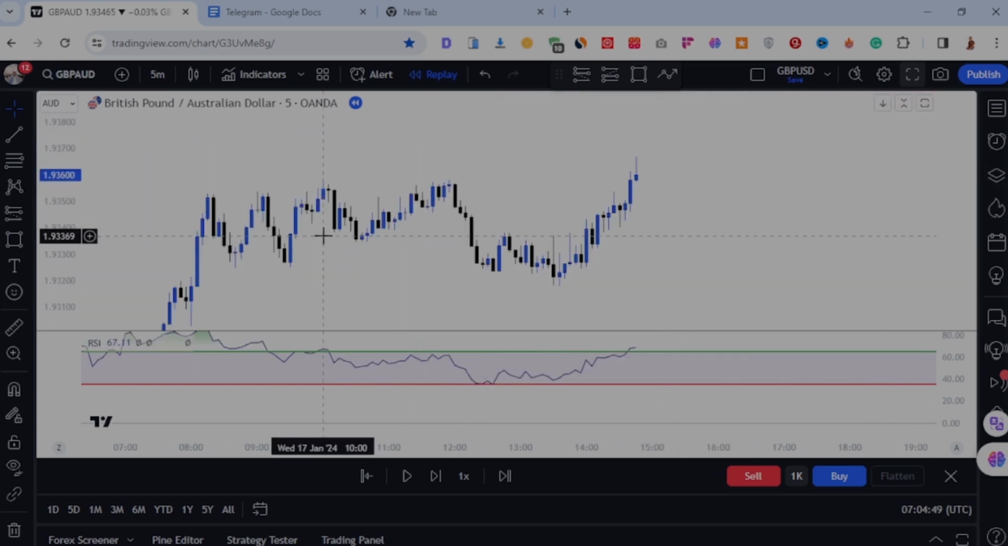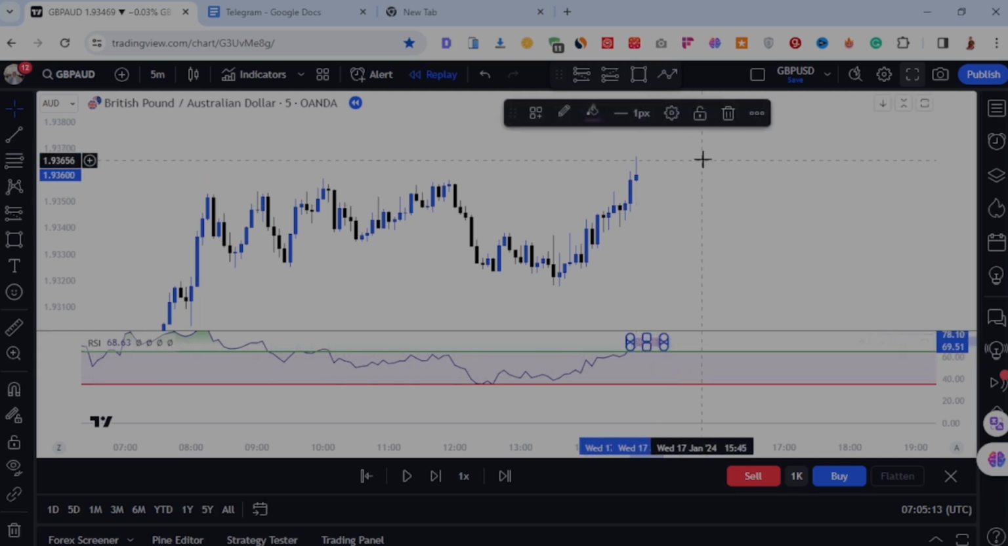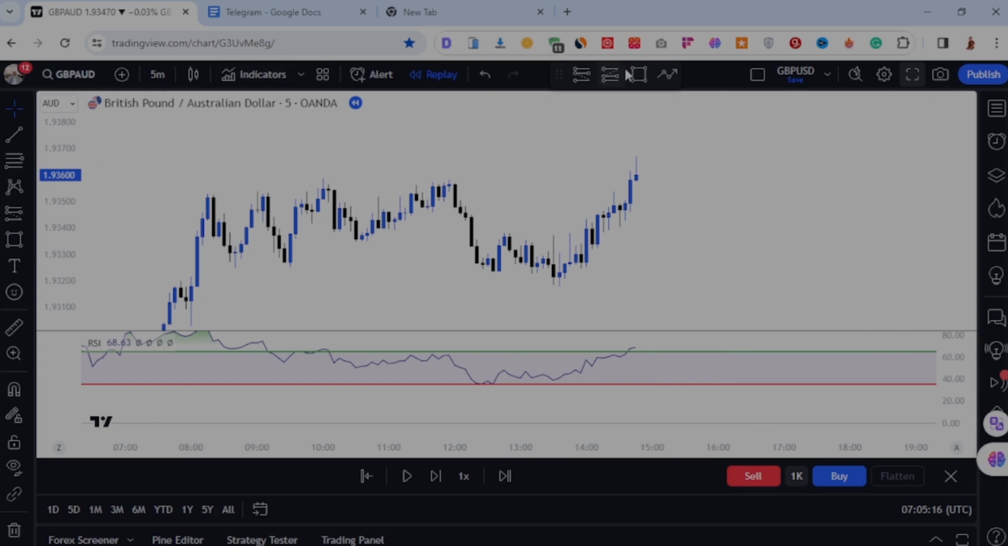Now let's look at another example. So if you look at this right here, you can see that we see the market pushing to the upside. So as the market is pushing to the upside, most people are going to be looking for a reversal trade right here. Why? Because they know that if the RSI goes above overbought right here, it will likely go to the downside. This is the basic knowledge that everyone has.